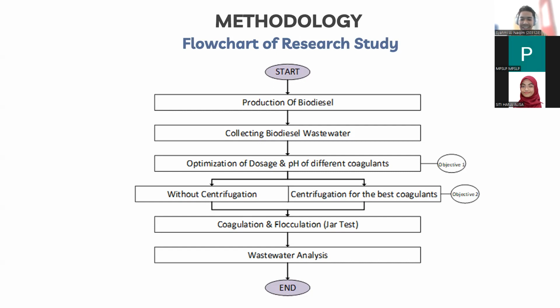Awak bincanglah dengan supervisor awak, tapi cara awak tulis ni memang confusing lah. Saya faham apa awak nak buat. First, awak akan buat OFAT, guna dosage and pH at different coagulant, 3 coagulant tadi untuk objektif 1. Betul? Betul. And then awak dapat the best.